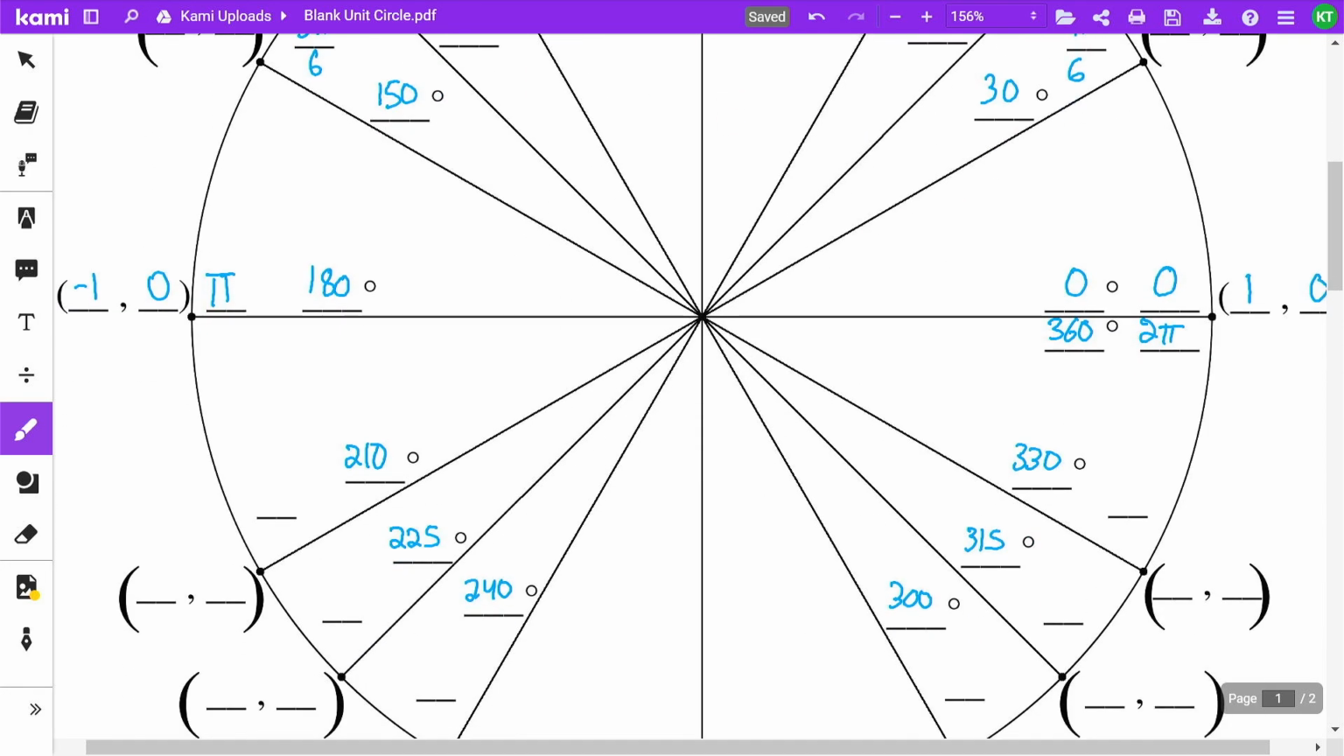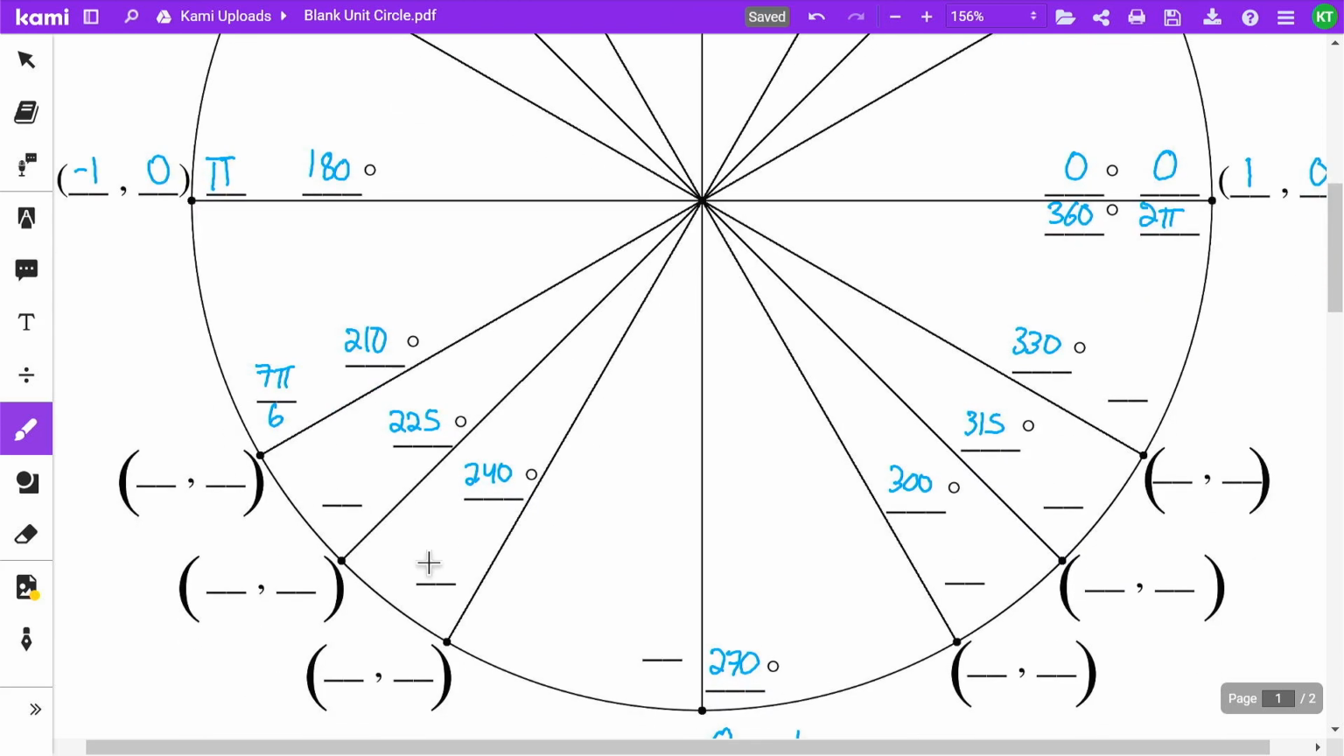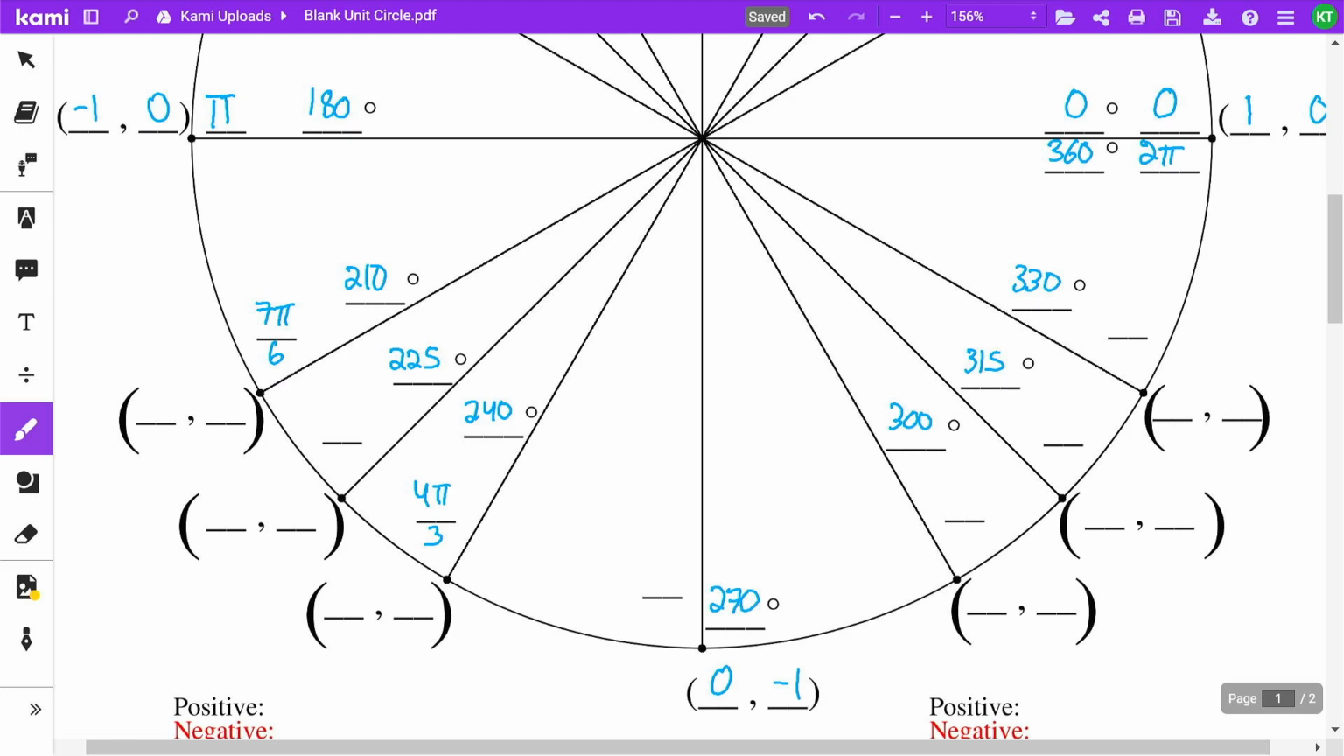Keep going around. I will now have 7 pi over 6. Then I'll have 8 pi over 6. 8 pi over 6 simplifies down to 4 pi over 3. 9 pi over 6. 9 pi over 6 will simplify down to 3 pi over 2. 10 pi over 6, which simplifies down to 5 pi over 3. And then lastly, I will have 11 pi over 6, and then 12 pi over 6, which again is 2 pi.